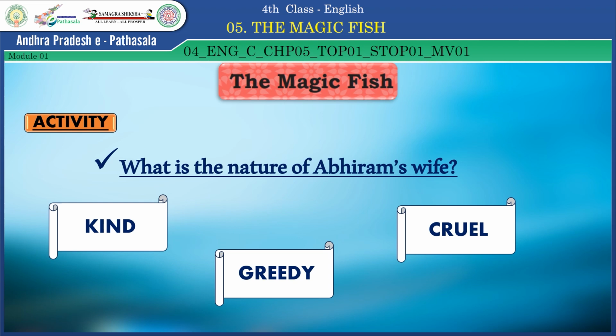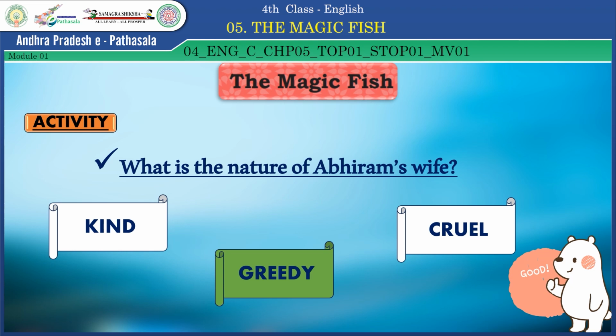Children, choose the correct answer to this question. What is the nature of Abiram's wife? Kind, greedy, cruel. Yes, children, correct. The answer is greedy. Congratulations, my dear children. You have done all the activities very well. Okay, children, let's observe some meanings in the lesson.